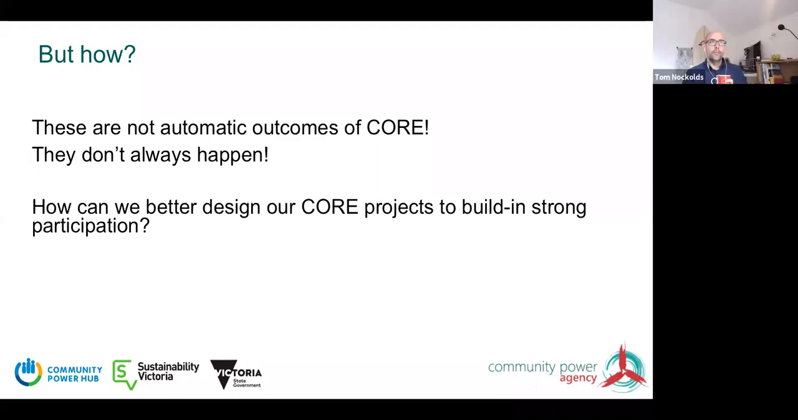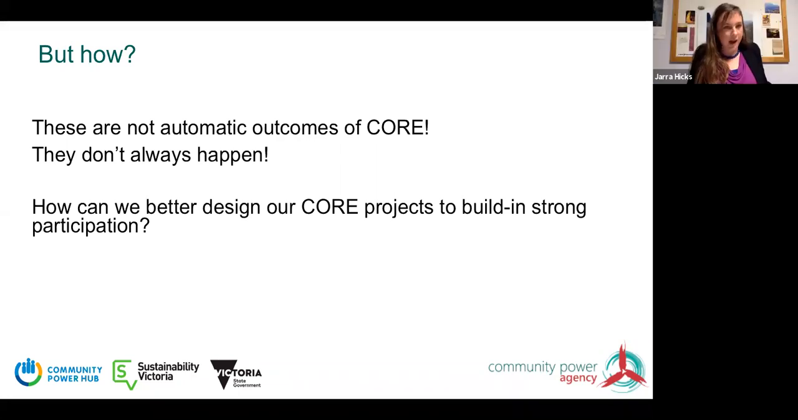And Jarrah, core is? Oh, sorry, CORE. I just put it on the front slide. It's community-owned renewable energy. Thanks, Tom.